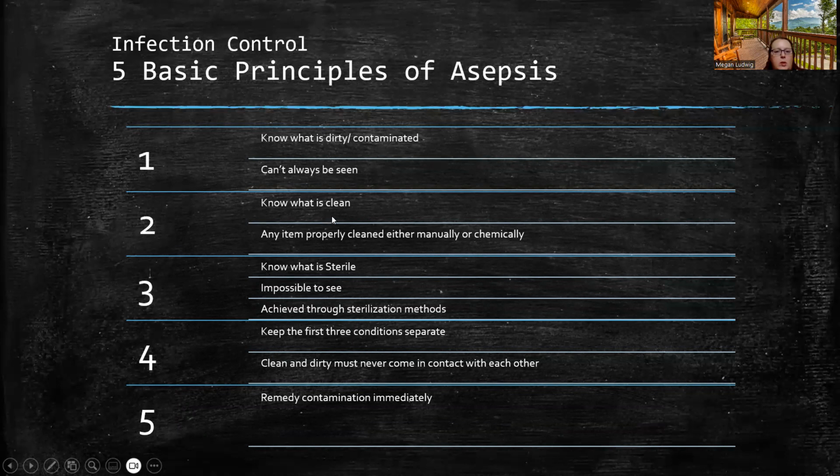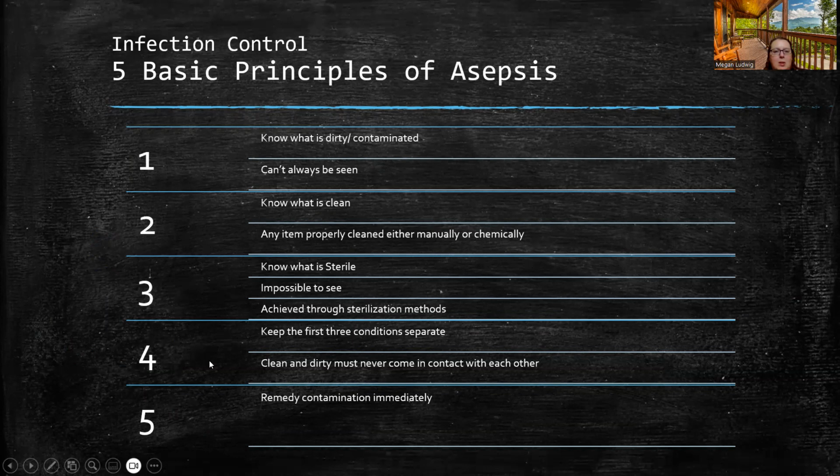Number 2, you have to know what is clean. So you have to make sure you're checking your items to see if they've been properly sterilized. Check your chemical indicators. Number 3, know what is sterile. Again, impossible to see if it's sterile or not. You have to use your critical thinking aseptic technique skills. So something is only sterile if it went through the sterilization method and your biological indicator has changed and it didn't grow anything. Number 4, keep the first 3 conditions separate.